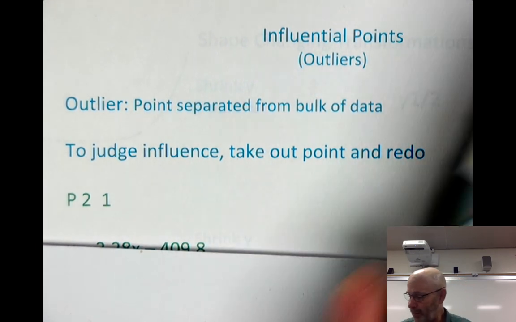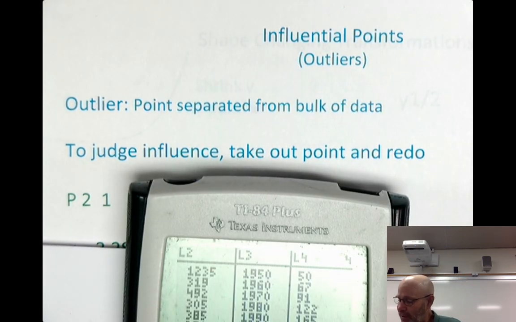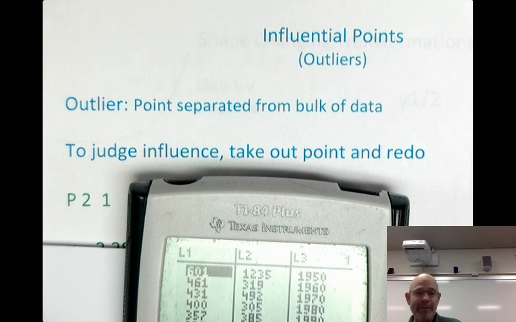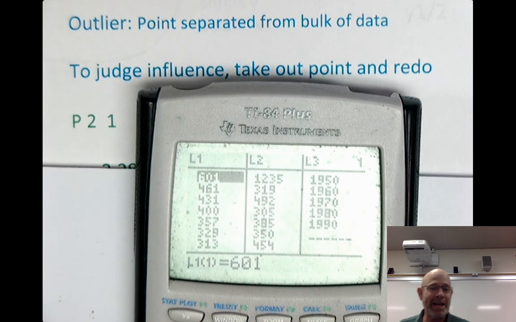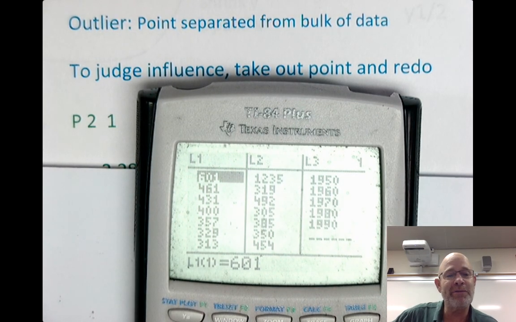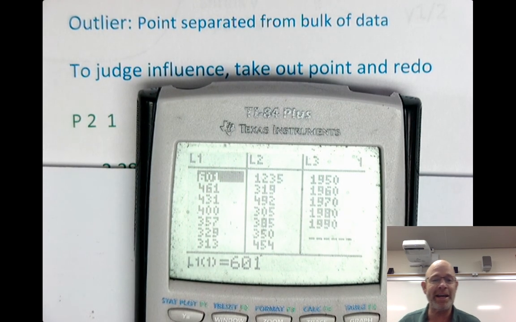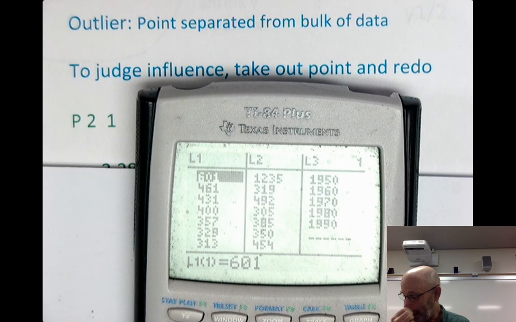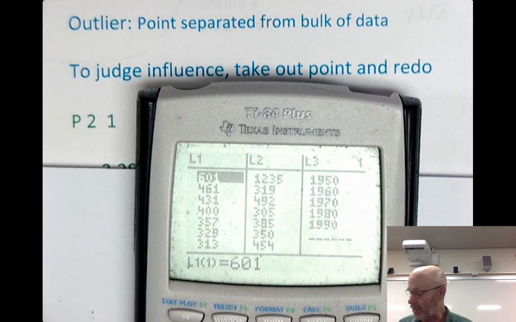So I have some data, which I'm going to run through right here. You can see the data. It's some movie stuff. There you can see the data: 601, 1235 is the first point, 461, 319 is the second. And anyway, that's from P21 on section 3.4.